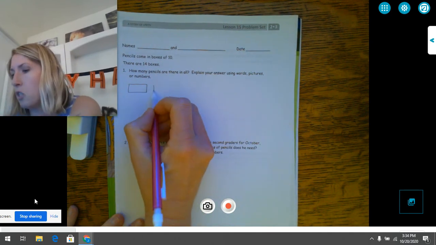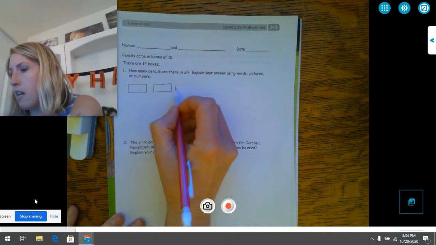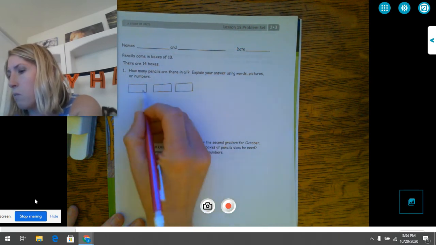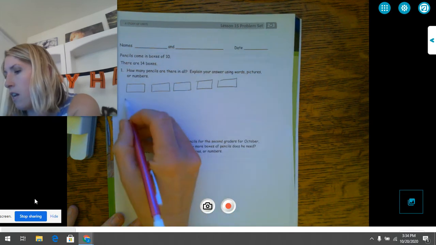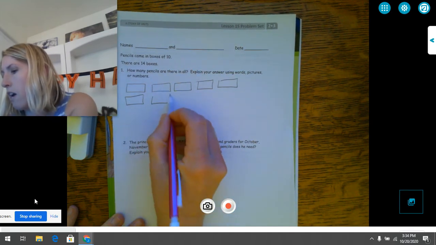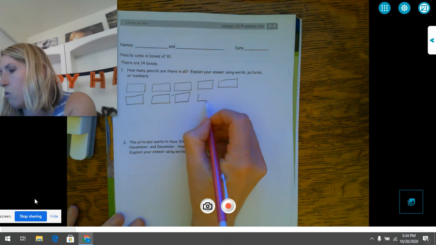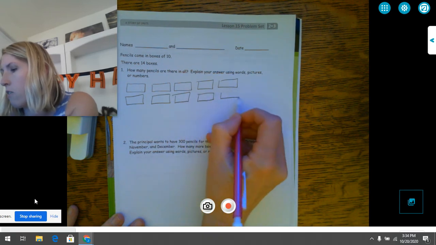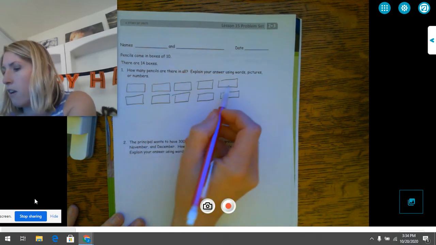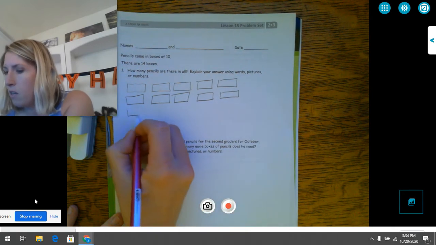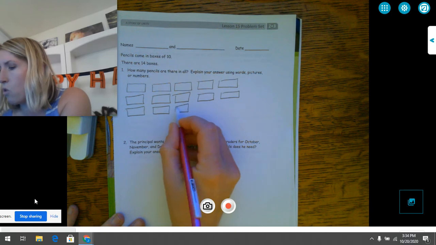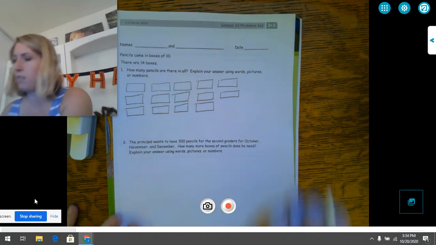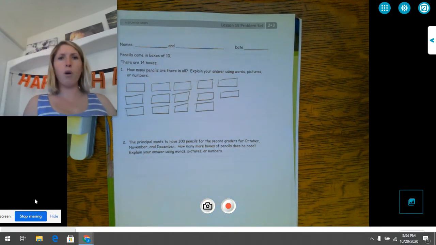So go ahead and start drawing 14 rectangles. 1, 2, 3, 4, 5. And I'm going to draw mine in rows of 5 so that it is easy to organize and keep track of them. 1, 2, 3, 4, 5. See, 2 rows of 5 is 10. And then I'm going to do a third row that's almost 5, but not quite. Just need 14, not 15. All right, there are 14 boxes of pencils right here.